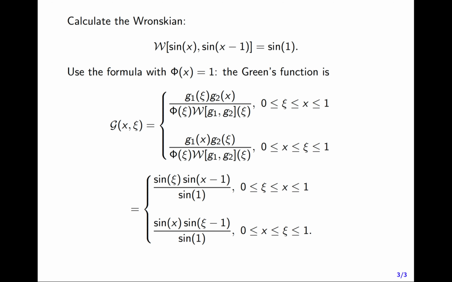And let's fill in the pieces. So when c is less than or equal to x, I have in the numerator g1 of c, g2 of x, so that's sine of c, sine of x minus 1. The denominator, phi of c is always 1, and the Wronskian is just sine of 1. So the denominator is sine of 1. That's whenever c is less than or equal to x. And conversely, for x less than or equal to c, I flip-flop x and c in the numerator, so I have sine of x times sine of c minus 1 over sine of 1. And we are done.